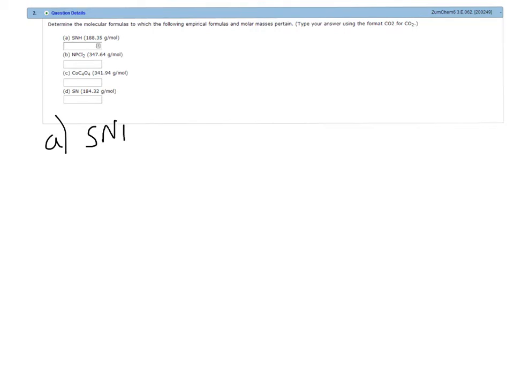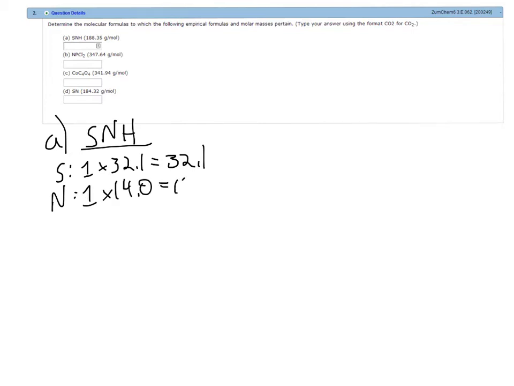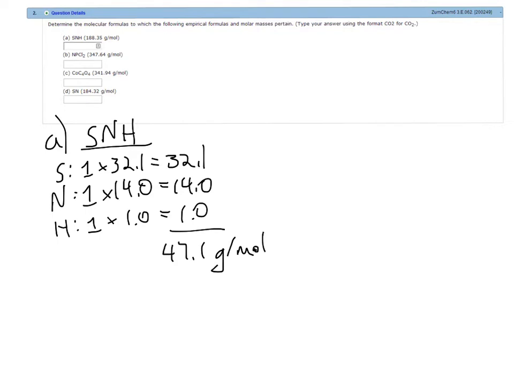Empirical formula is SNH, and within that there's one atom of sulfur, and if you look up the atomic weight of sulfur, it's 32.1. There's one atom of nitrogen, whose atomic weight is 14, and one atom of hydrogen, whose atomic weight is 1. That gives us 47.1 grams per mole. That is not the molar mass, that's the mass of the empirical formula. So we call that the empirical formula mass.